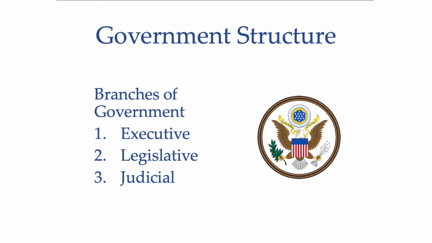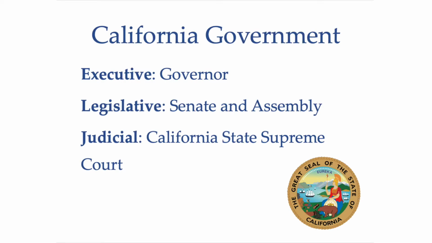Today we're talking about the California State Legislature. As you know, in the federal government, we have the executive, legislative, and judicial branches, which were created in the United States Constitution. Likewise, in the state government in California, we have the executive, made up of the governor; the legislative, which is our legislature made up of the California State Senate and Assembly; and the judicial, for which the highest court is the California State Supreme Court. So for this video, we're talking about the California state government, specifically the legislative branch and the making of laws in California.